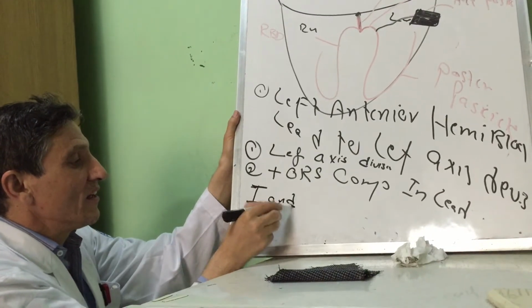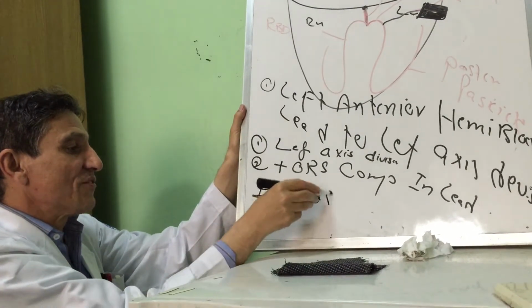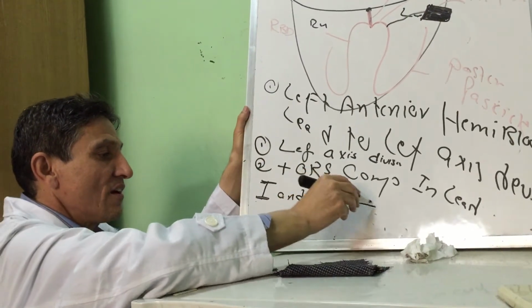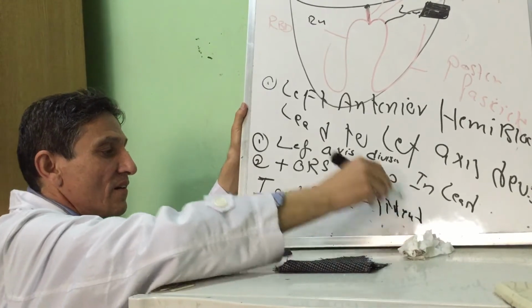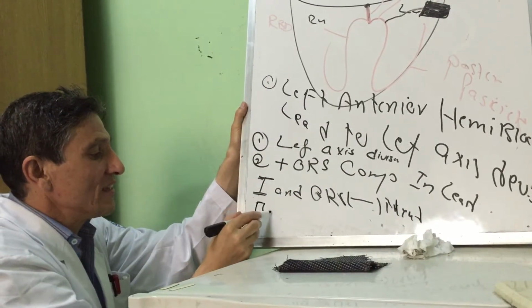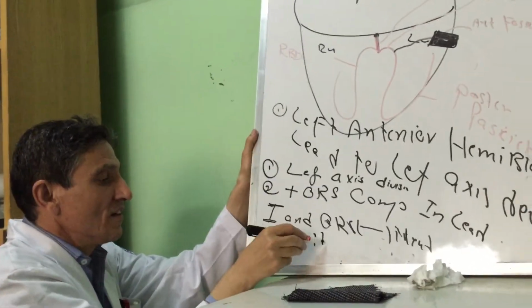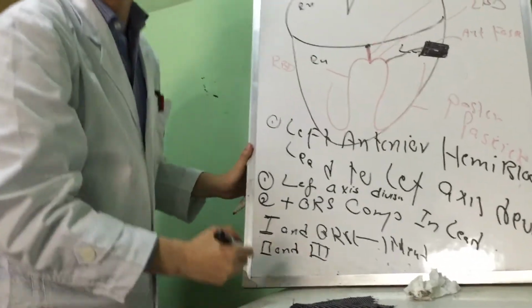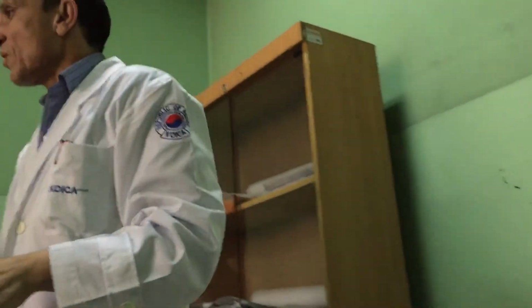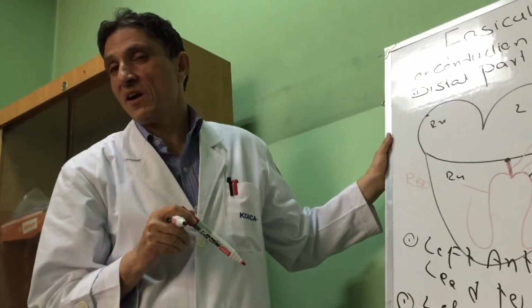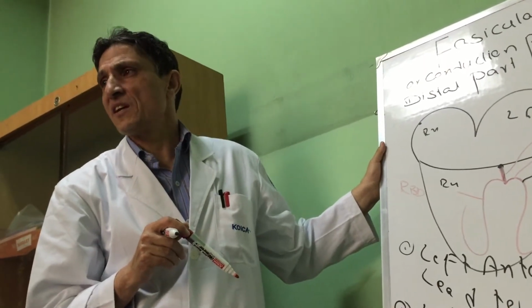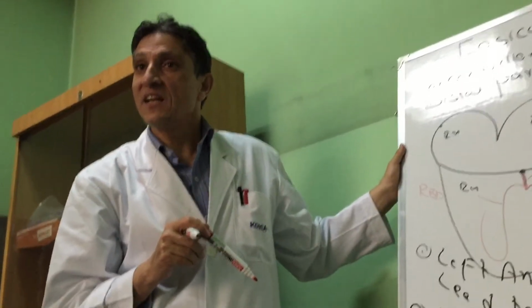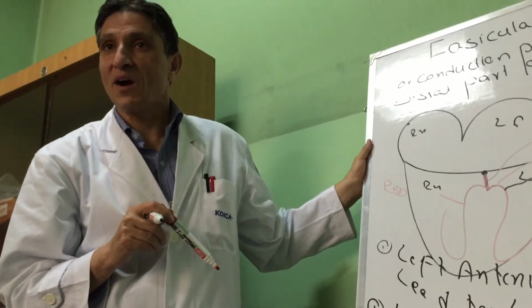And negative QRS complex in leads 2 and 3. Good. This was the key point of a patient who is having anterior fascicular block. Anterior fascicular block leads to left anterior hemiblock, or left anterior hemiblock is the commonest cause of left axis deviation. The most common cause of left axis deviation is left anterior hemiblock.